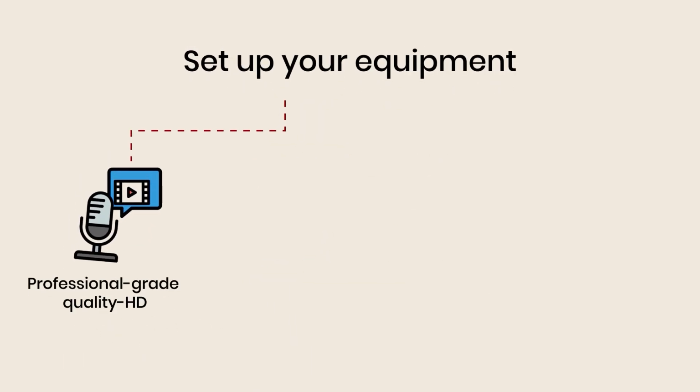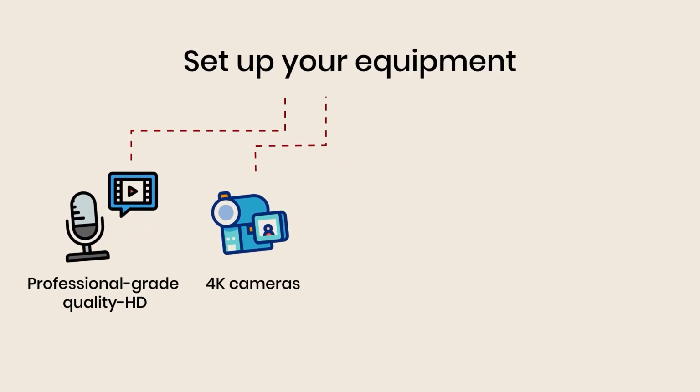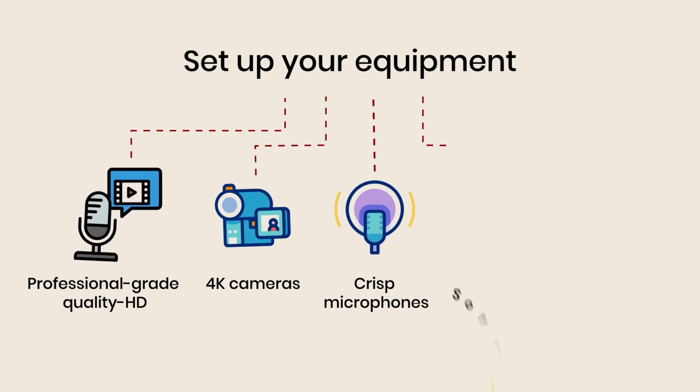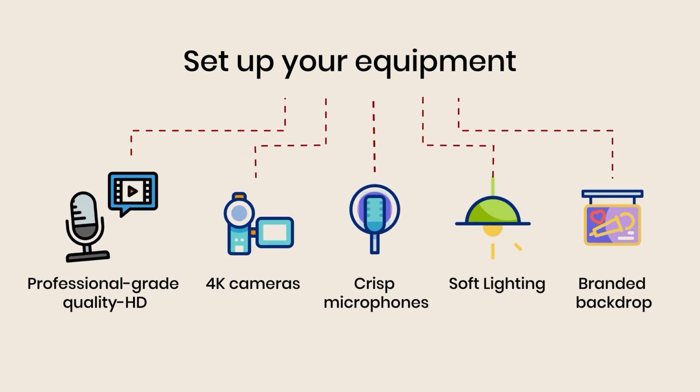Step 2. Production. Now, it's time to roll the camera. Set up your equipment for professional-grade quality: HD or 4K cameras, crisp microphones, soft lighting, and a clean, branded backdrop.